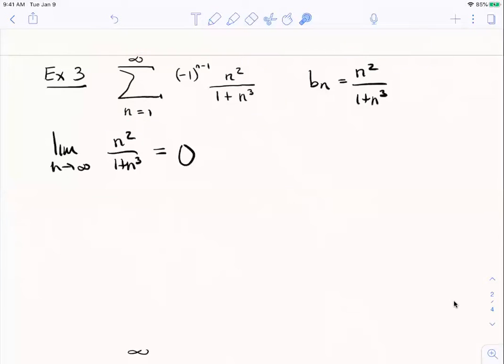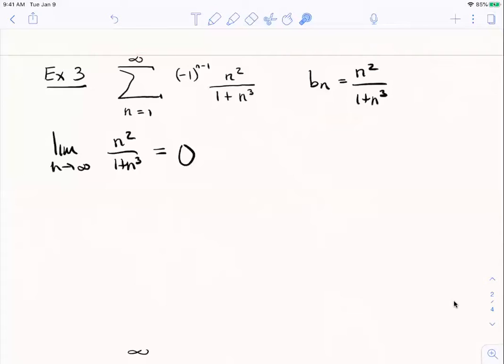We have to check that this sequence is decreasing. And that's maybe not so obvious. If you write out some of the terms of that sequence, the first term is a half, 1 over 1 plus 1. The second term is 4 over 1 plus 8, or 4/9. Okay, well, 4/9 is a little bit less than a half. It's true, but we need to guarantee ourselves that those things keep getting smaller.